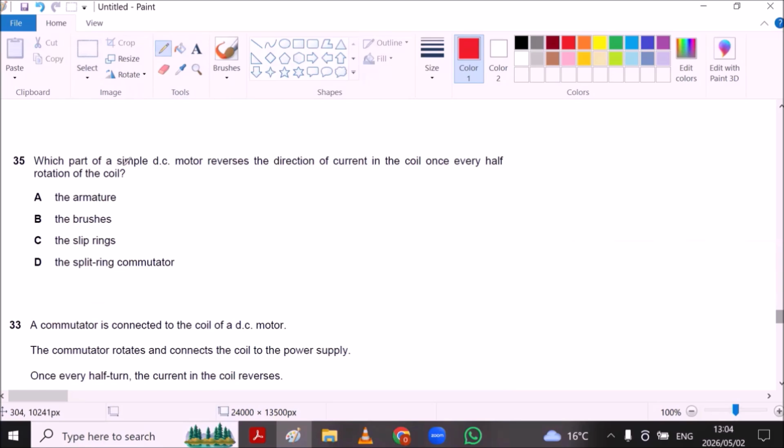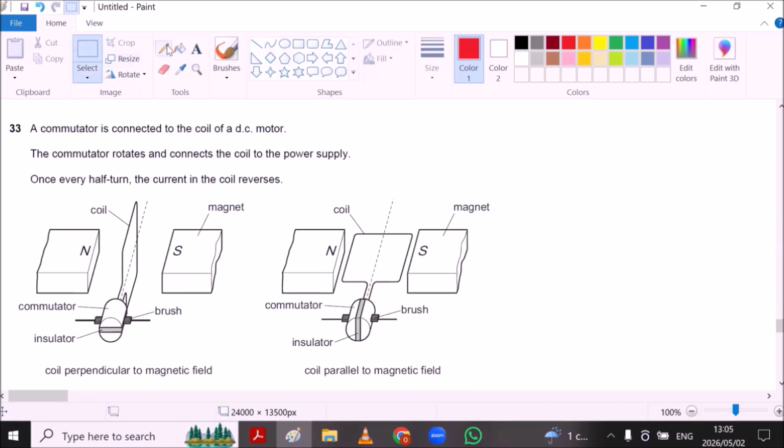Next question, which part of a simple DC motor reverses the direction of current in the coil once every half rotation of the coil? Answer is the split rings. So the split rings will cause the brushes to disengage momentarily during rotation so that connections are changed between the split rings. So the split ring commutator is the one that reverses the direction of the current once every half turn, which is D.